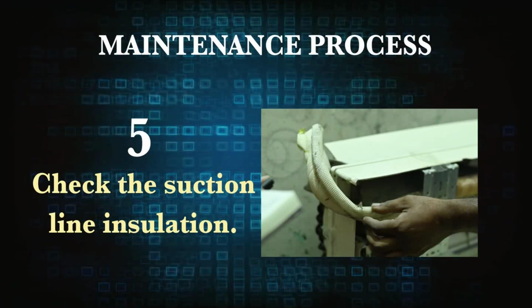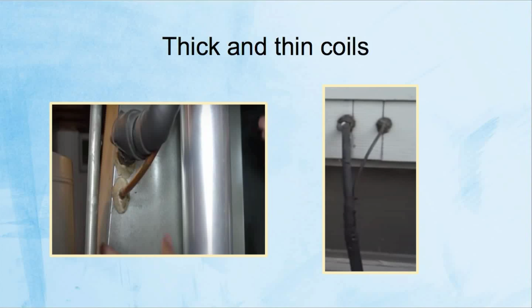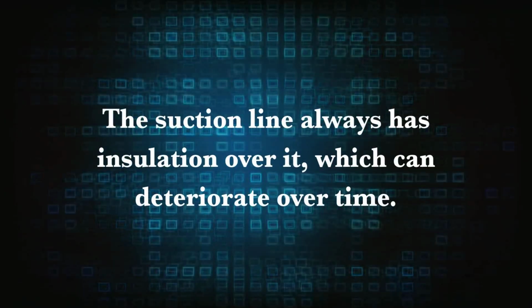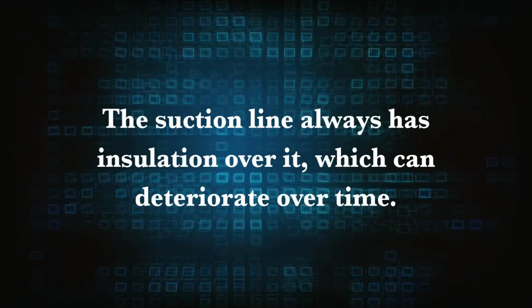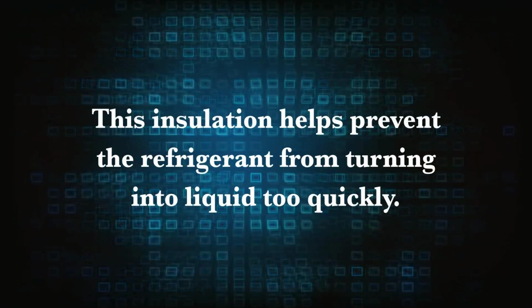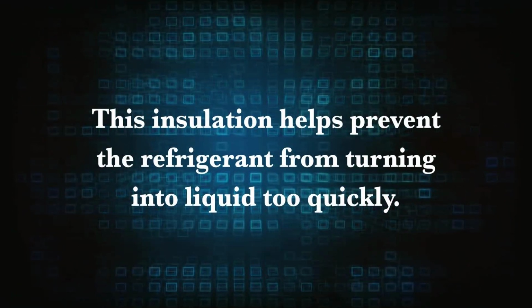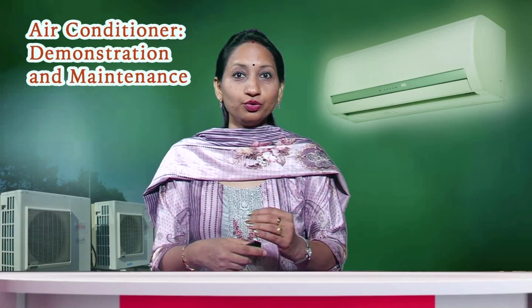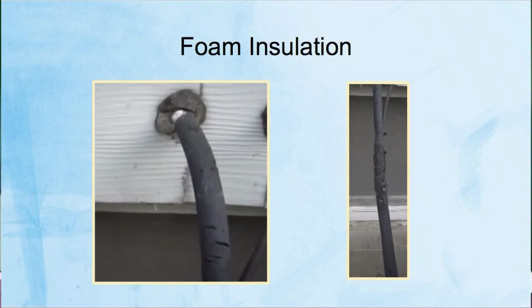Step number 5 is to check the suction line insulation. The suction line is the thicker line, while the thinner one is the discharge line. The suction line always has insulation over it, which can deteriorate over time. This insulation helps prevent the refrigerant from turning into liquid too quickly. To extend the life of the compressor on your AC, ensure the thick suction line is properly insulated, typically with foam insulation.